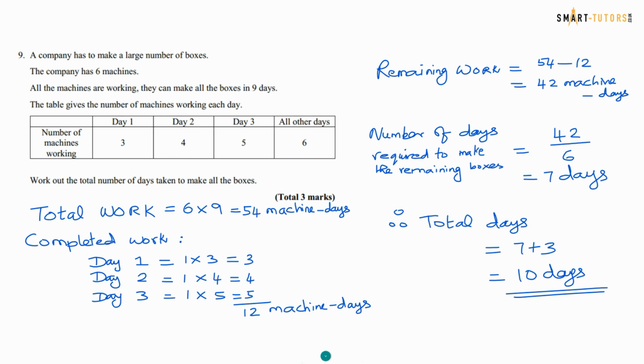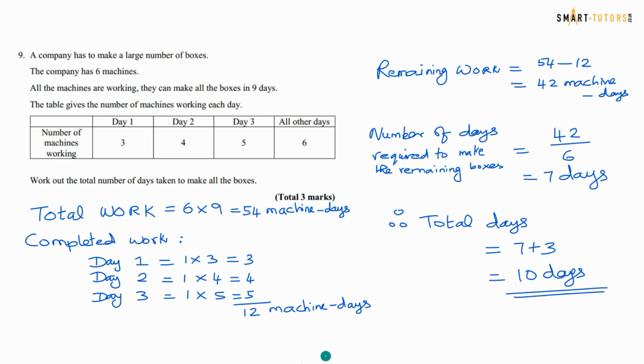Question number 9. A company has to make a large number of boxes. The company has 6 machines. All the machines are working. They can make all the boxes in 9 days. So 6 machines working 9 days. That means 6 times 9, 54 machine days is the amount of work.